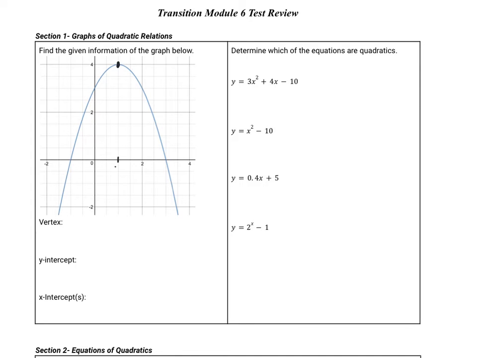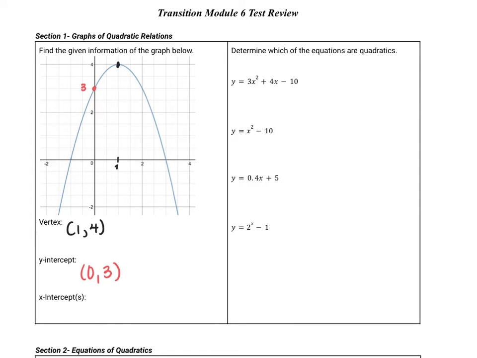We want to make sure we're paying attention to the scale. So my x value is going to be at 1 and my y value is going to be at 4. The y-intercept is where it crosses the y-axis. And again, we want to pay attention to the scale. Y-intercepts are always written as 0, a value, which in this case is 0, 3.